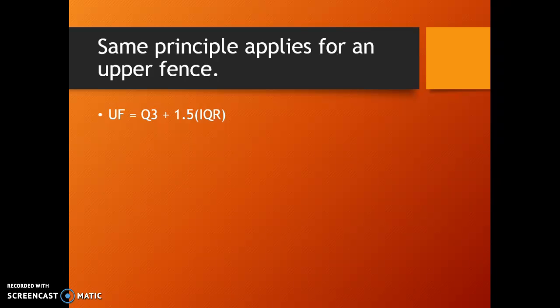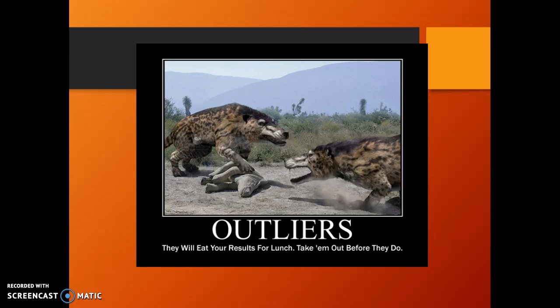Now this can be applied to the upper fence too. The formula is very similar, but just a little bit different, but the same principle applies. Now remember, outliers, they will eat your results for lunch. Take them out before they take you out, if you can prove that they are outliers.